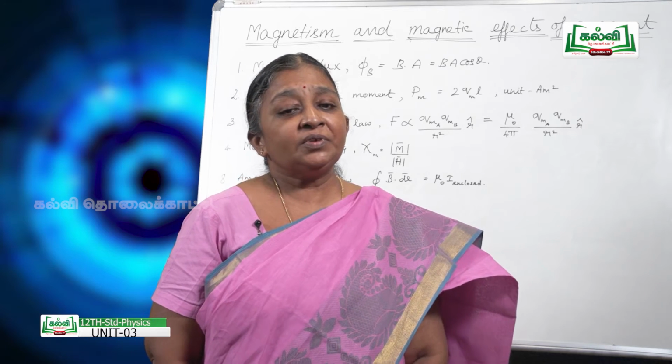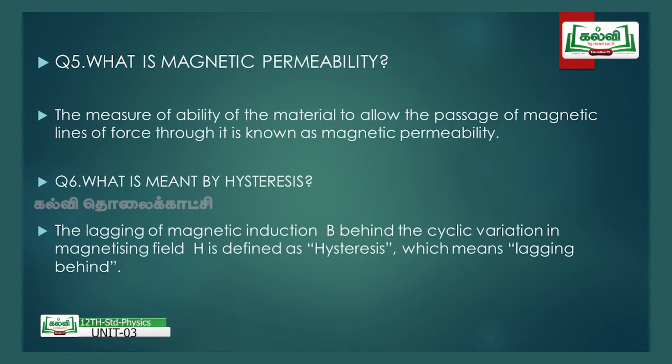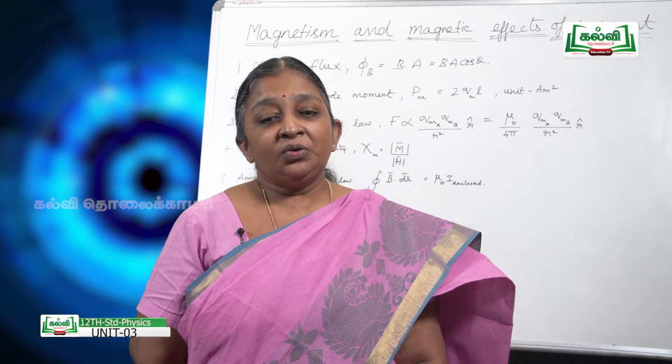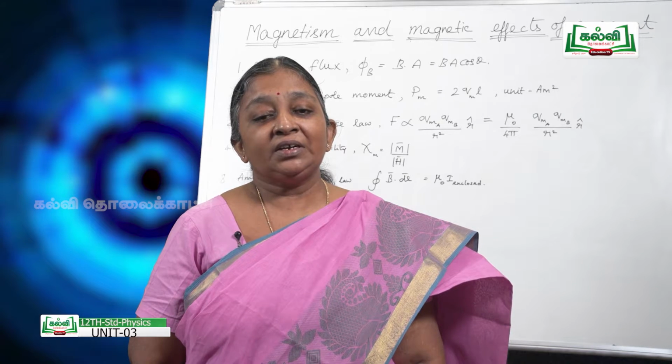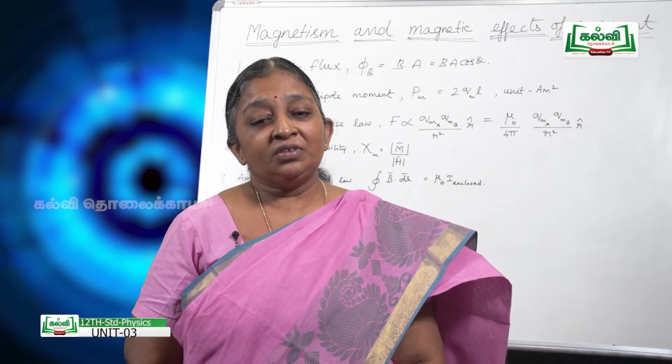Then the next question is what is magnetic permeability? Magnetic permeability is the ability of the material to allow the passage of magnetic lines of force through it. The material will have an ability to permit the number of magnetic lines of force; that is permeability. Here, without any expression, only the statement is there, and you have to write the statement correctly, and 2 marks will be allotted for this.